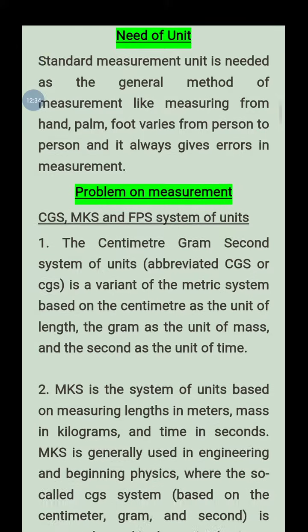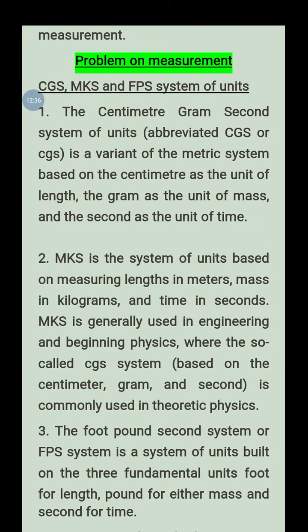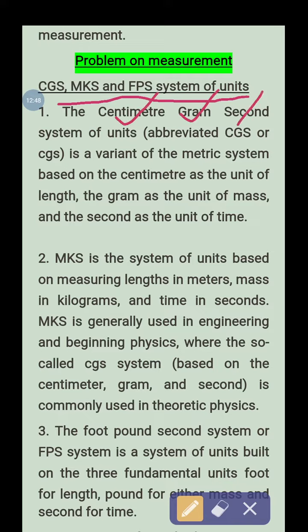Okay, that was the problem on measurement. Now, what are the systems of units we have? CGS, MKS, and FPS systems. In the CGS system, what does CGS stand for? Centimeter, gram, second. Take the first letter of each: C, G, S.